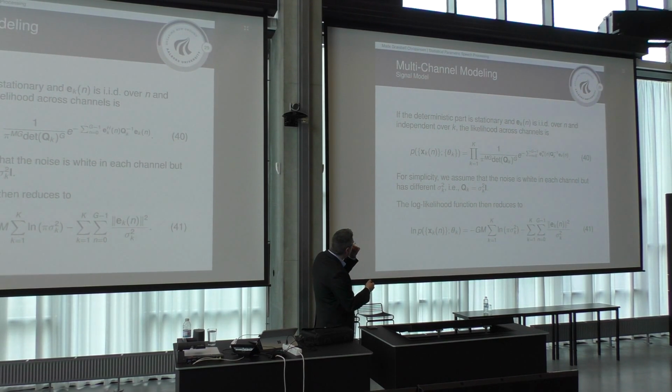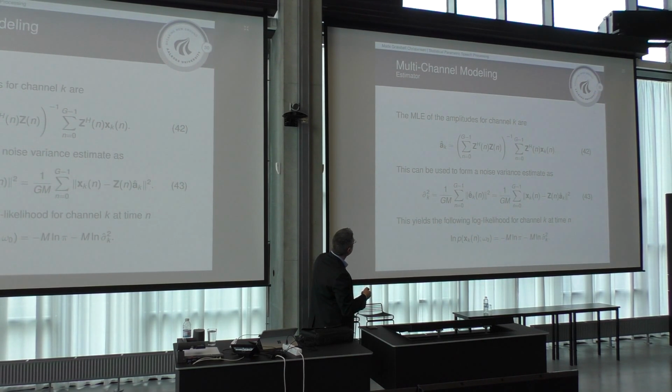And then if you combine this across all the different channels and across snapshots, you get this expression here. And you can simplify this again by assuming that the noise is white, but that it has different noise variances. So Q_k here is the variance of the noise in the kth channel times the identity. And then you get a simpler expression here for the likelihood function across all the channels.